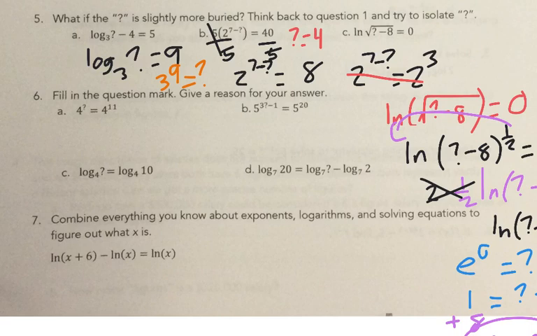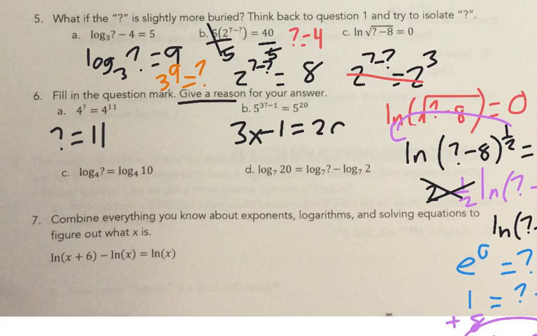Okay, what about A? Can we do A? What is it? Why? It says give a reason. Yeah, same base, so the exponents must match. Okay? What about B? Same base, right? So the exponents must match.